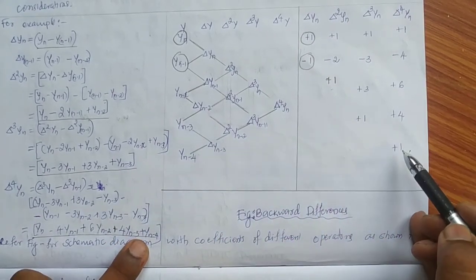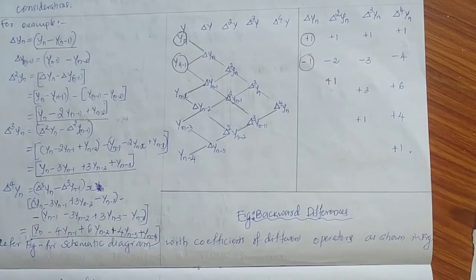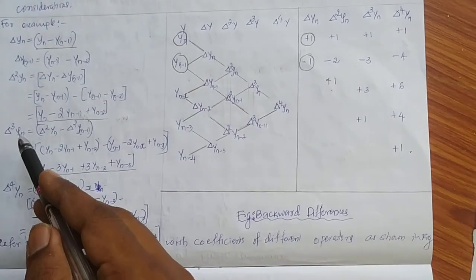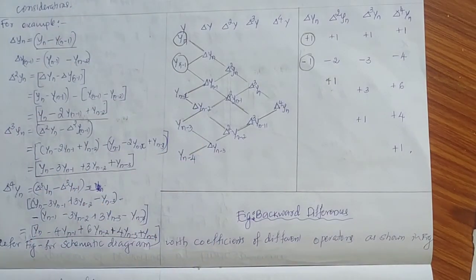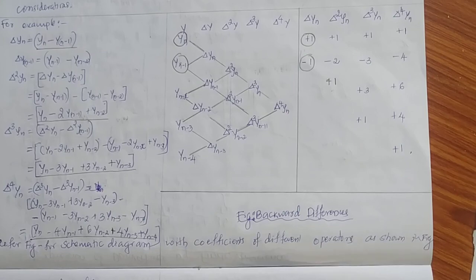Okay, next plus yn minus 4. Okay, that's how we will be calculating the value of the first order, second order difference, third order difference, and fourth order differences. Understood, right? This is called backward differences.